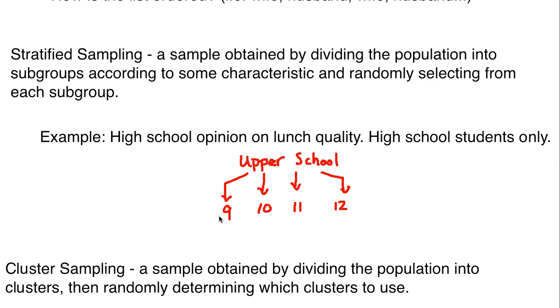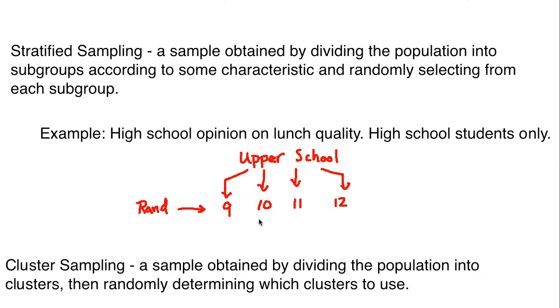Okay, so if I need a total of 12, then I would need to grab 3 randomly from each of these groups, right? So I would go in and start randomly picking from the 9th grade, and I would need to do that 3 times. I would need to randomly pick from the 10th, the 11th, and the 12th, and then I would have my random sampling. So that would be an example of stratified sampling.